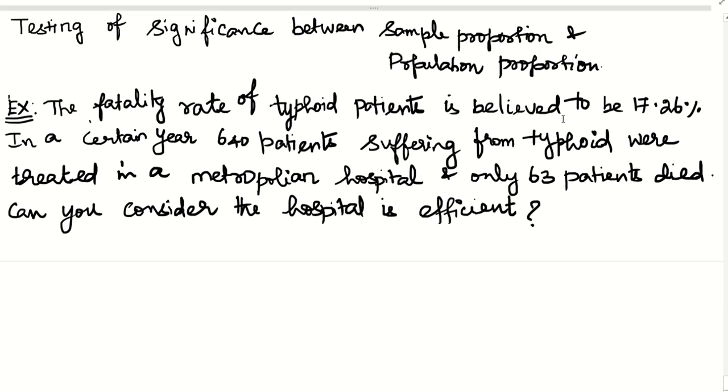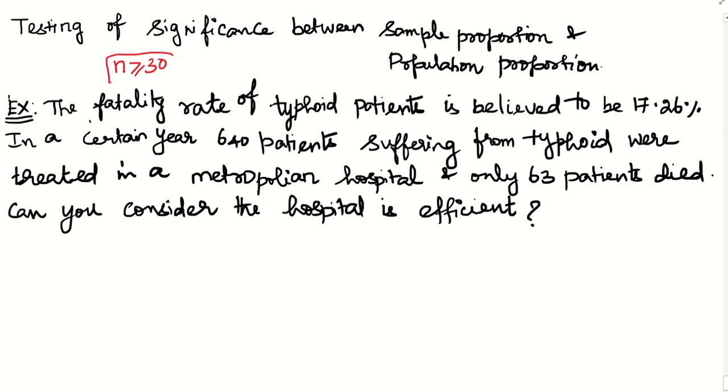Let us learn about testing of significance between sample proportion and population proportion. Hypothesis testing is a statistical method used to make decisions about population parameters based on sample data. For large sample, n greater than or equal to 30, we use the z-test. So this will be large sample and we use the z-test.